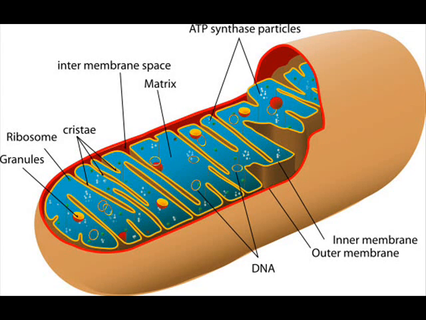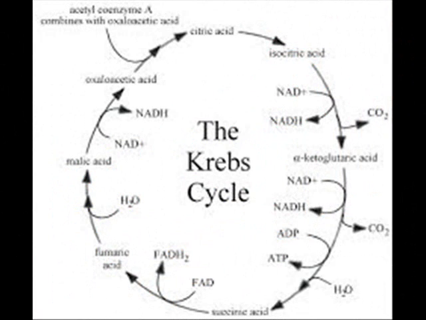Cellular respiration takes place inside a very awesome organelle inside the cell called the mitochondria. The mitochondria consist of a lot of stuff like ribosomes, granules, ATP synthase particles, and the most important thing here is the matrix. Cellular respiration takes place inside the matrix, specifically the Krebs cycle. Let's move on to the Krebs cycle inside the matrix.